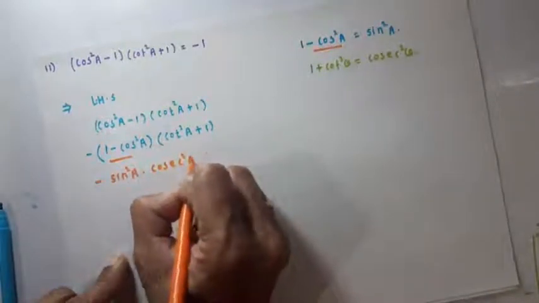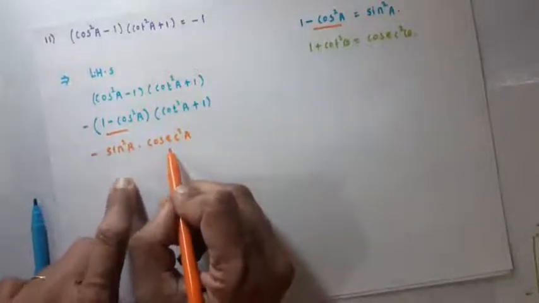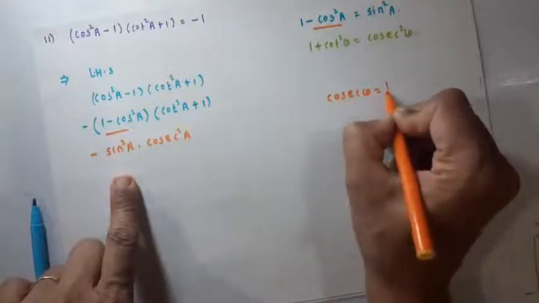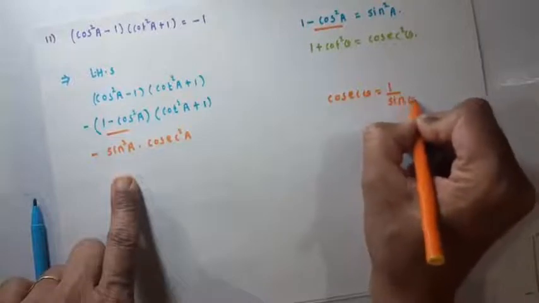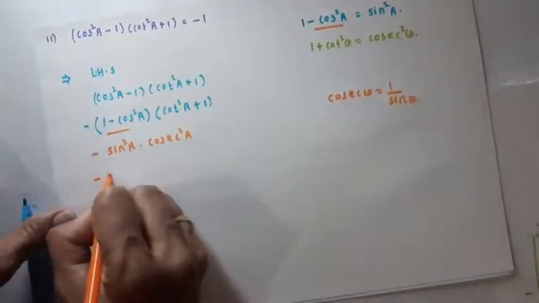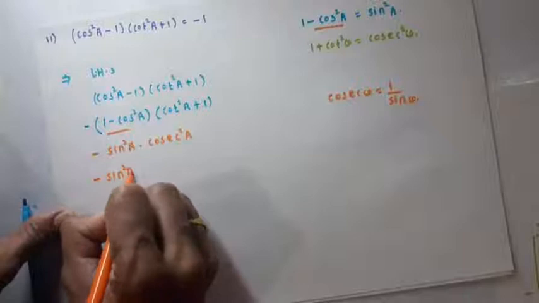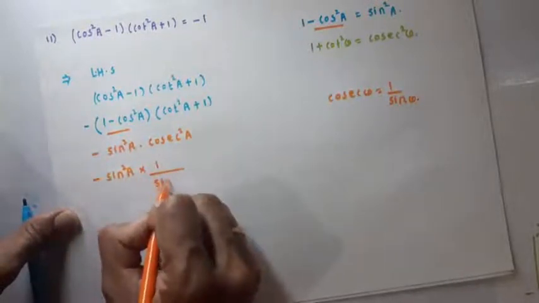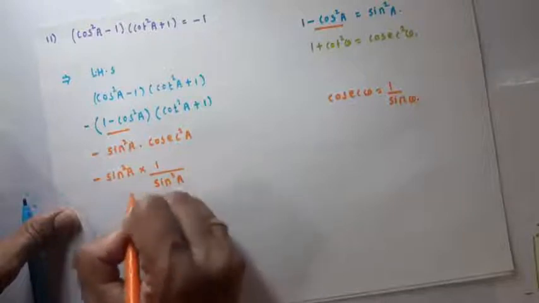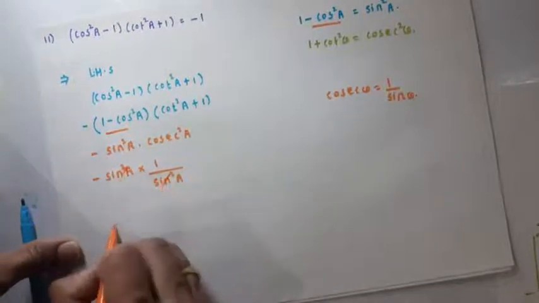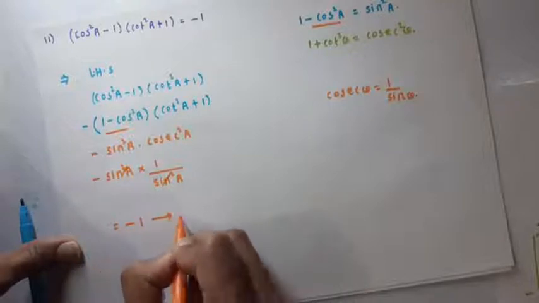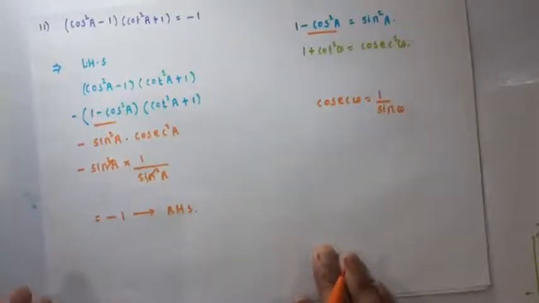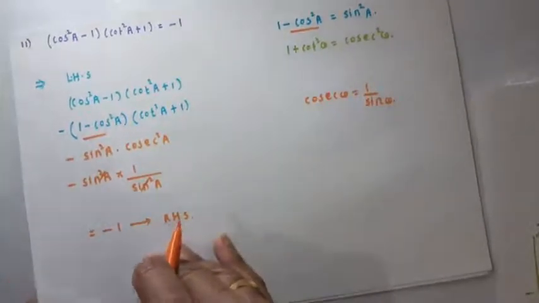Cosec square A. You know that cosec theta equals 1 upon sine theta. That's why this is minus sine square A into 1 upon sine square A. Sine square A gets cancelled, and this is equal to minus 1, which is the RHS. In this way, we have solved a very simple question.